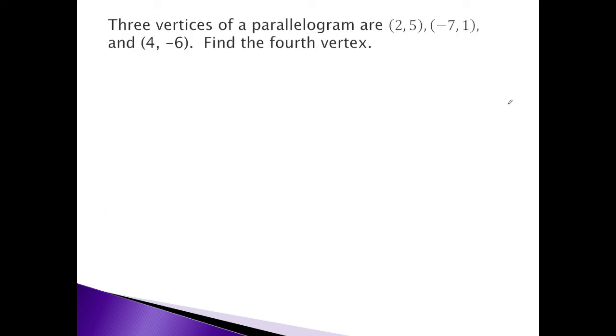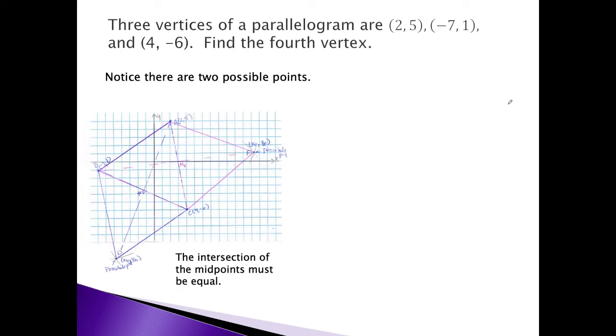Three vertices of a parallelogram are (2, 5), (negative 7, 1), and (4, 6). And we want to find the fourth vertex. Notice there are two possible points. Okay, so here's our graph.